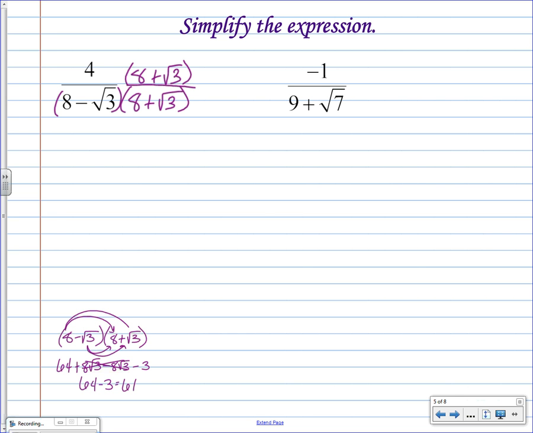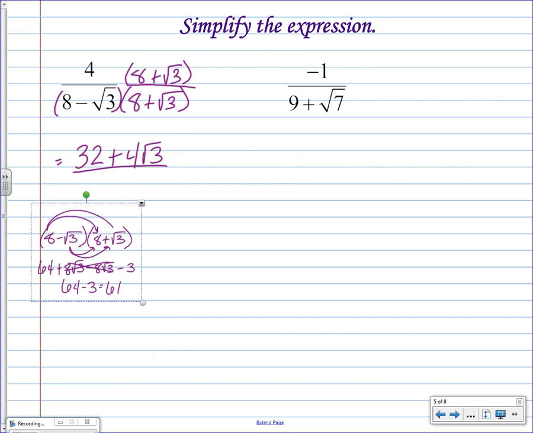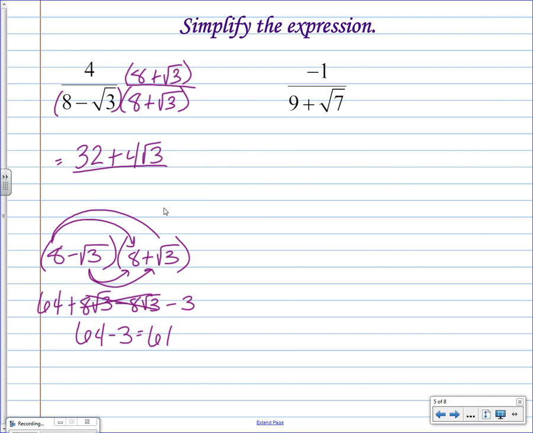Okay, so we distribute on the top, and I get 4 times 8 is 32, and 4 times the square root of 3 is 4 square root of 3, all over, which we already figured out. We already did the math for the bottom part, which, let's bring it back up really quickly, is 64 minus 3, which equals 61. We're finished now, okay? All right, one more problem, and then we're almost finished.